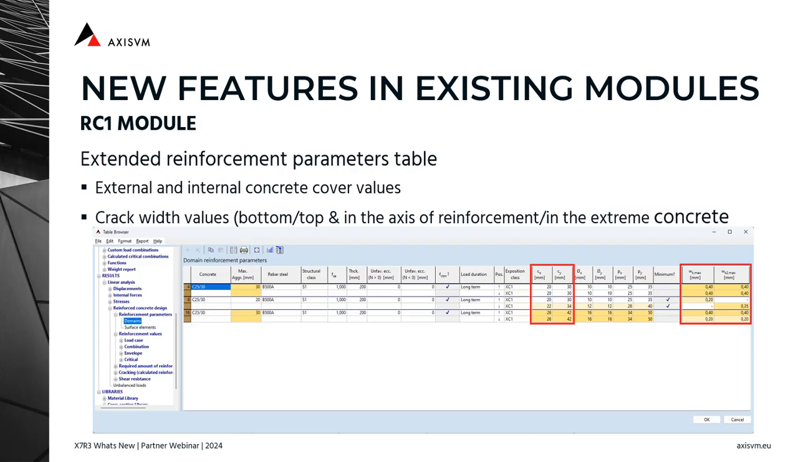Second new feature regarding RC1 is that in the table browser, additional data is stored in the tables of RC design. This means now there are individual columns in the tables for external and internal concrete cover values, so X and Y directions, top and bottom for each domain, and crack width limitation values, bottom and top, and in the axis of the reinforcement in the extreme concrete layer. These can be seen here.